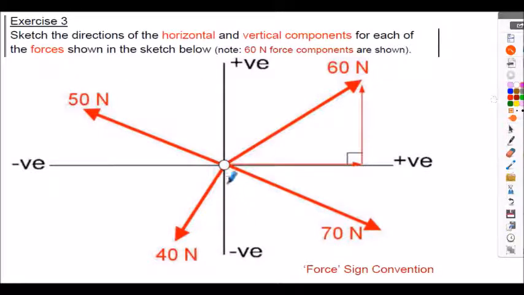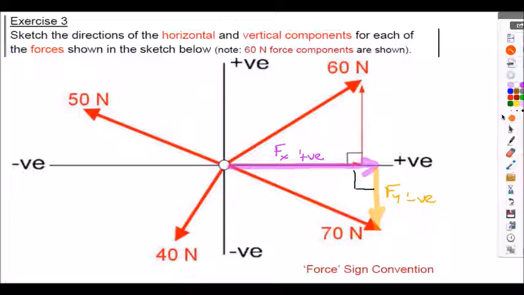If I now consider the 40 Newton force and resolve that into its horizontal component and its vertical component, I find I get a negative horizontal Fx component, and in this case a negative vertical Fy component, because the component goes down the page. And finally, if I consider the 70 Newton force and I resolve that into its horizontal and its vertical component, in this case I have a positive horizontal x component but a negative y component.